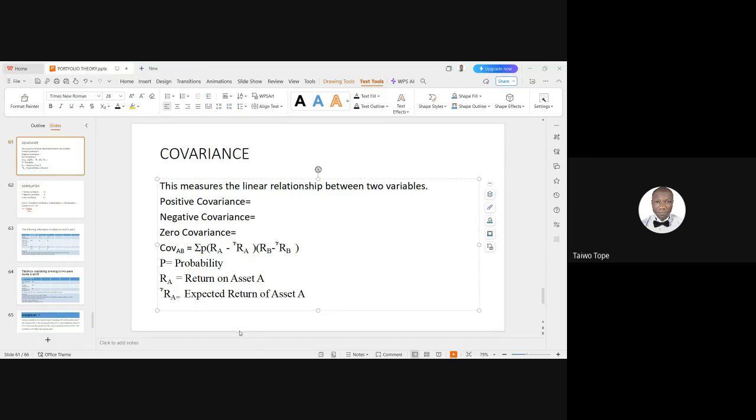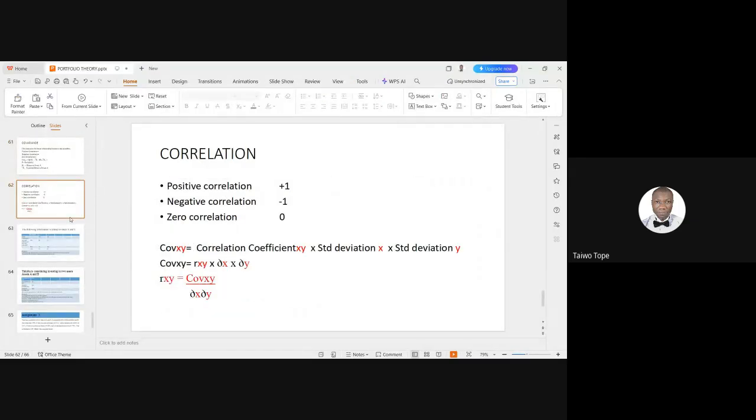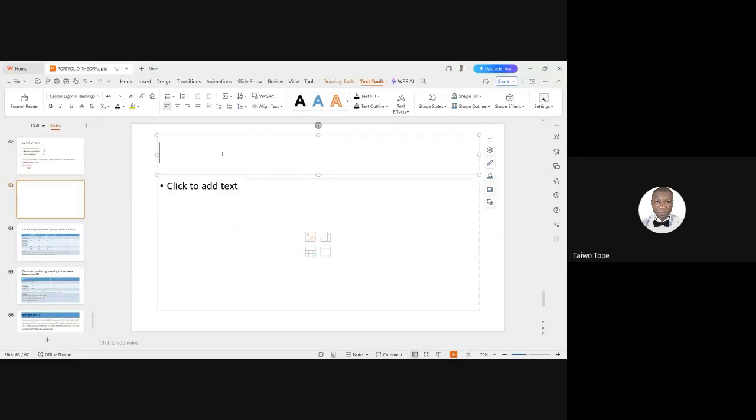So let's show some steps. Let's write some steps before we now pick an example to solve. So let's say steps to calculate correlation coefficient where there is probability.